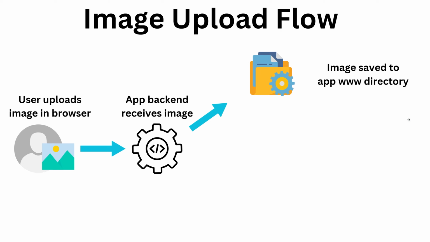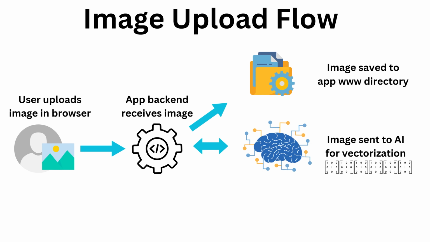And the first step there is that the app will save the image to the www directory, and that will allow the app to serve up that image again if it's requested by the browser. So if the user searches or wants to see that image again later, our app can actually return that file.